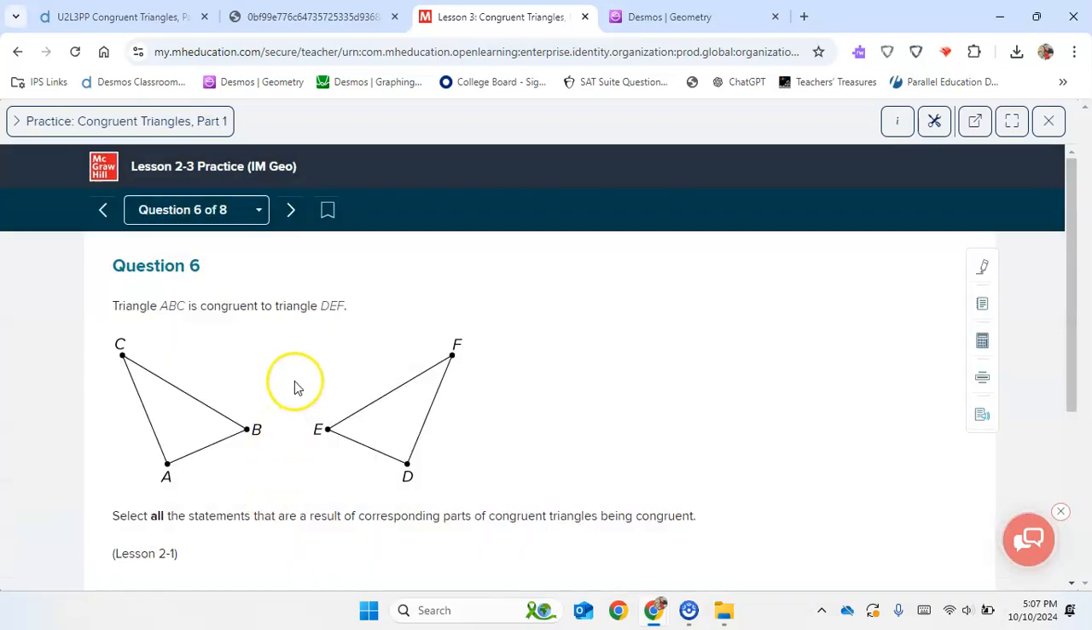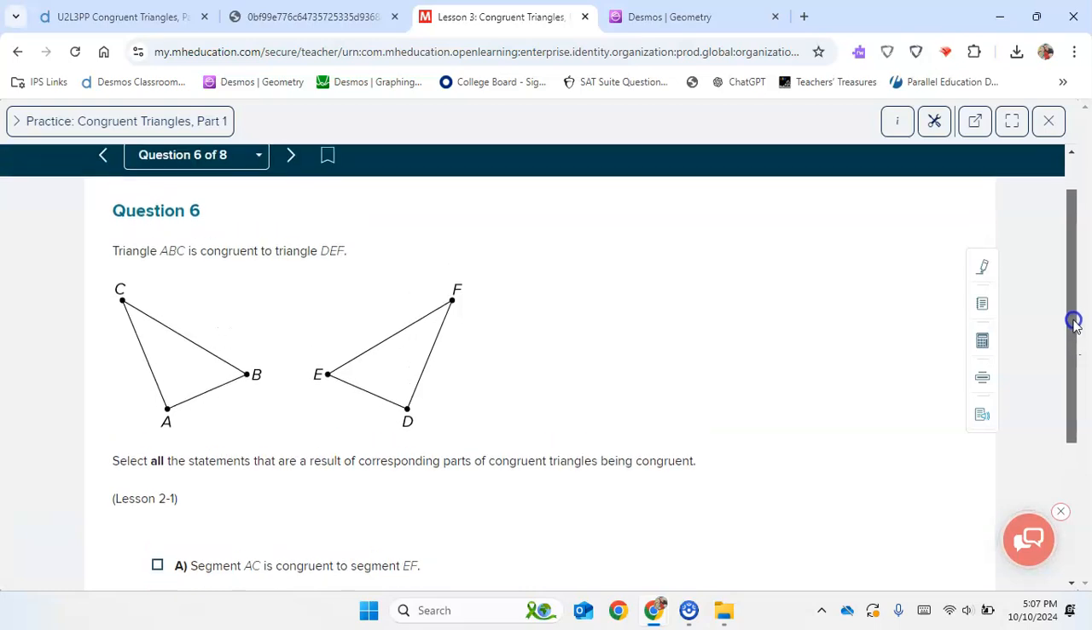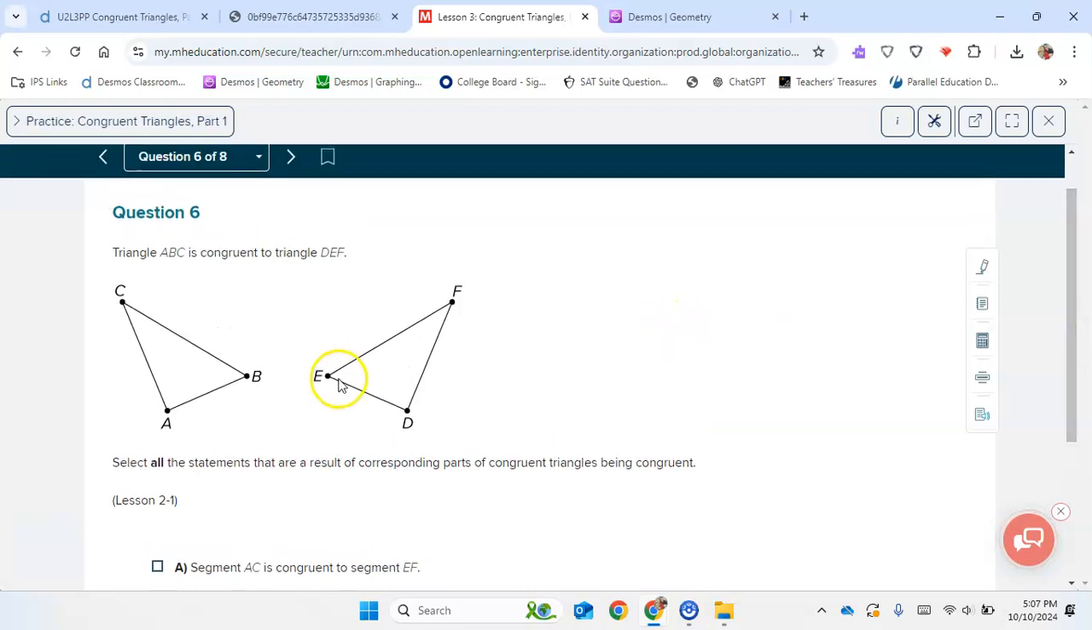Question 6. Triangle ABC is congruent to triangle DEF. Select the statements that are a result of corresponding parts of congruent triangles being congruent. Segment AC is congruent to EF. Well, EF is the longest side and AC is not. AC is the first and the last letters, and EF is the last two.